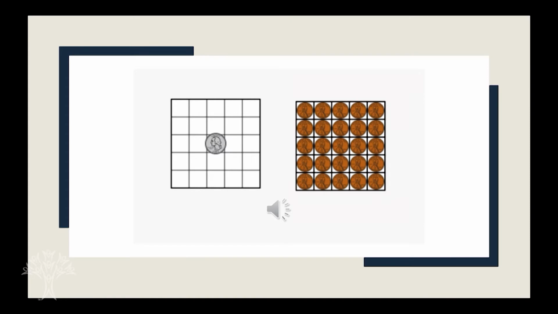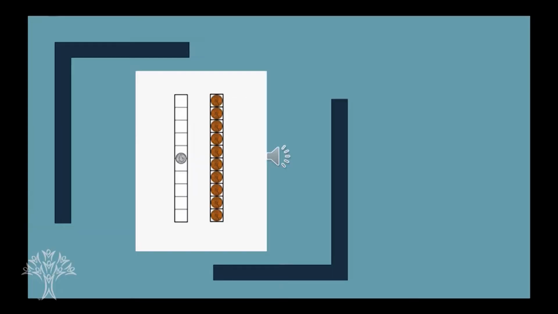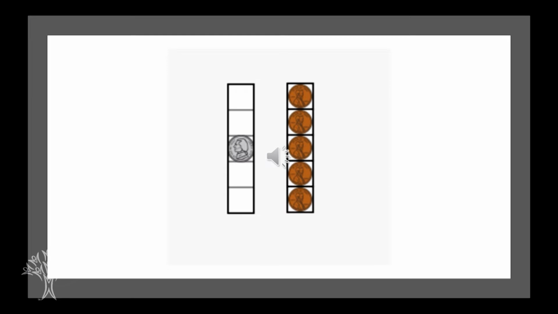A quarter shown this way helps us remember its value. I see 5 rows of 5 pennies, 5 groups of 5. I can count those rows by 5: 5, 10, 15, 20, 25. A quarter is worth 25 cents. Picturing a dime this way helps me remember that it's the same as 10 pennies. A dime is worth 10 cents. Here's a nickel. It's worth 5 cents.